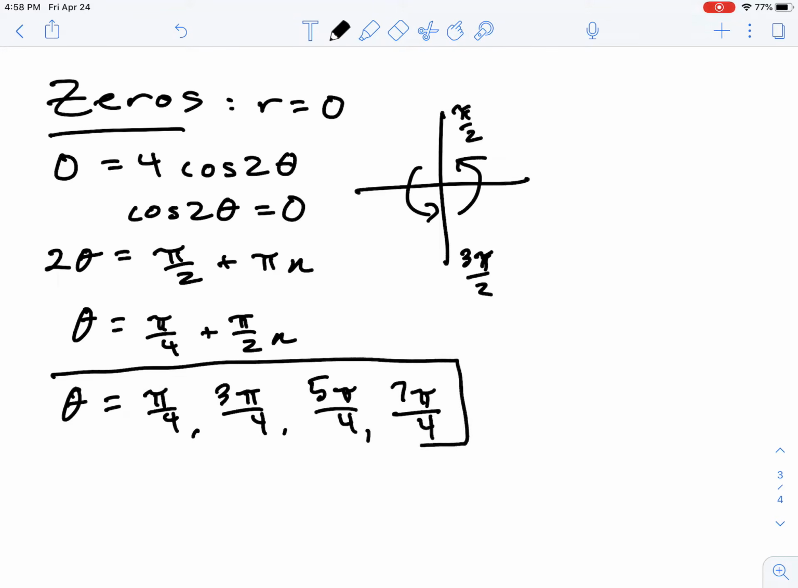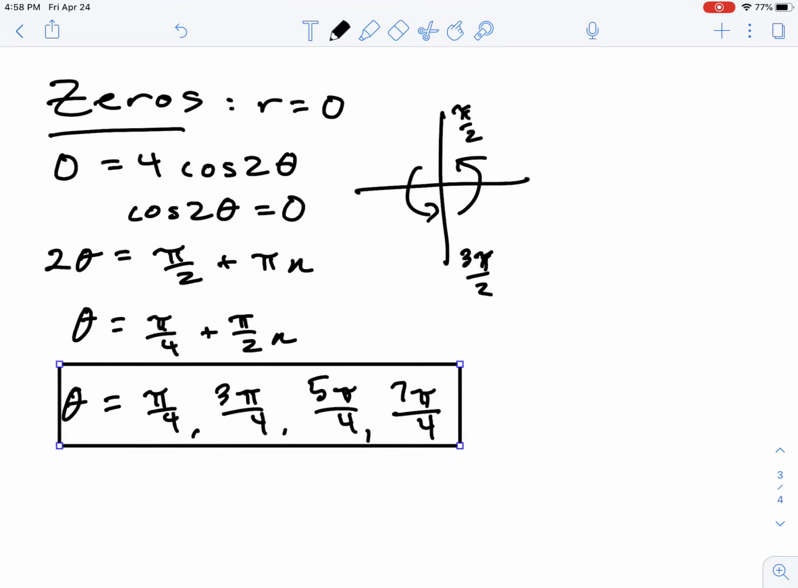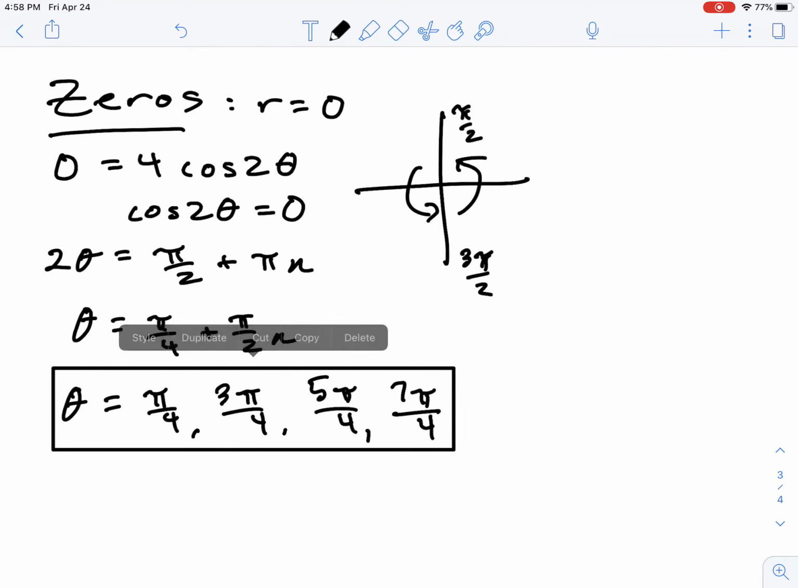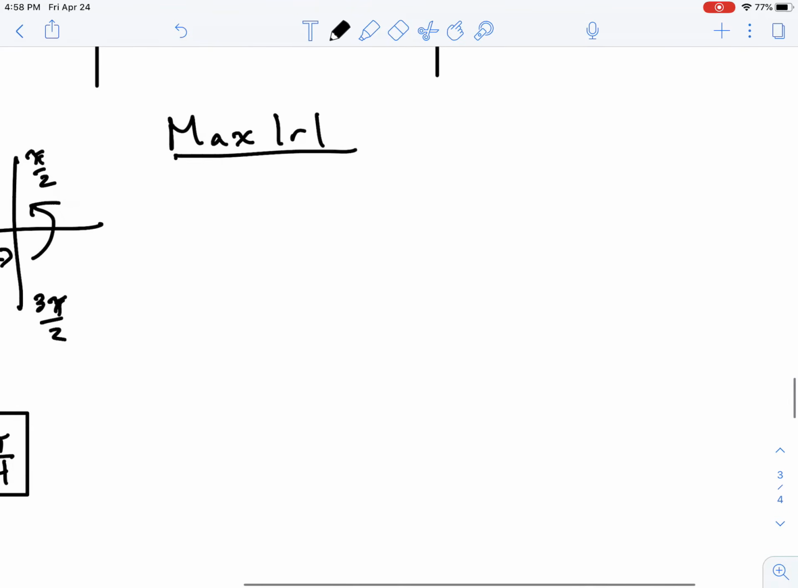And you could check your answer here. You could plug those angles of theta back into your polar equation, and you should confirm for yourself that, yes, indeed, our r values are going to be equal to 0 every time we plug in those values for theta. All right, and last part, we're going to check our maximum r values. We're going to see where our maximum r values occur.